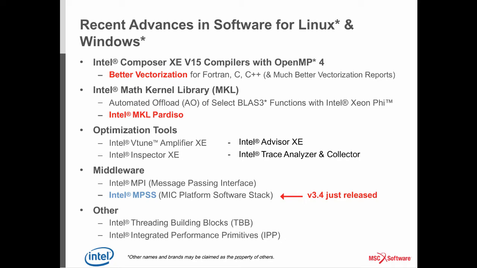And then in the software world, as I said, we have to keep all the software that we provide up to date with the hardware, and so we now have the V15 compilers with OpenMP 4 support. And one of the nice features of the new compilers is that we get much better vectorization for Fortran, C, C++, and much better vectorization reports for anyone who actually does software development. So this can help Robert and Travis, for instance, in the daily process of looking through the code and optimizing it so it runs best on our hardware.